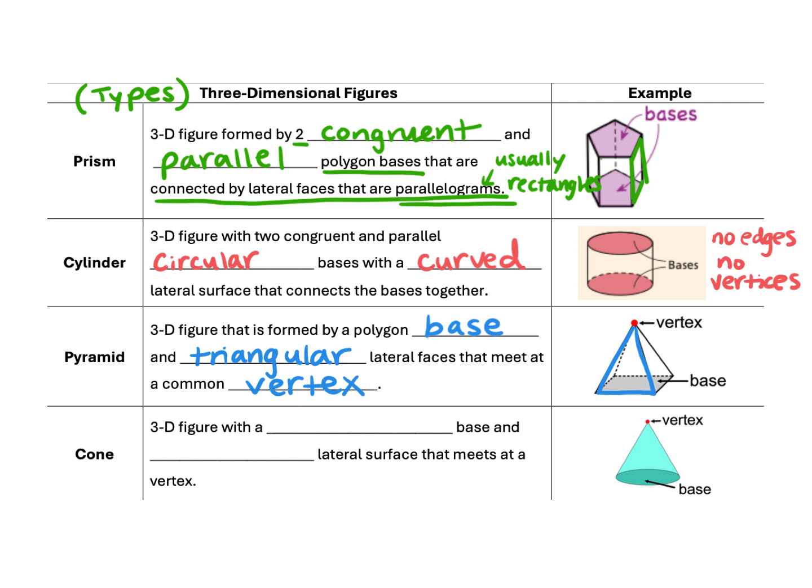And then finally, we have a cone. A cone is a 3D figure with a circular base and a curved lateral surface that meets at a vertex. Because of that curved lateral surface, there are no edges, but there is one vertex, which is the point of the cone. So when we classify our three-dimensional figures in the next example, we're going to be naming them as either a prism, cylinder, pyramid, or cone.